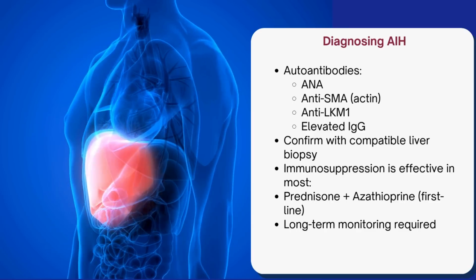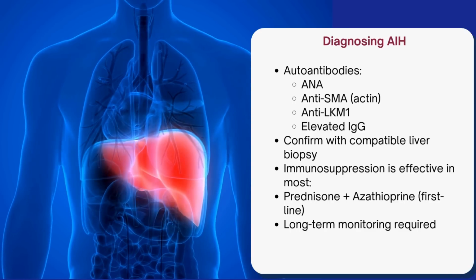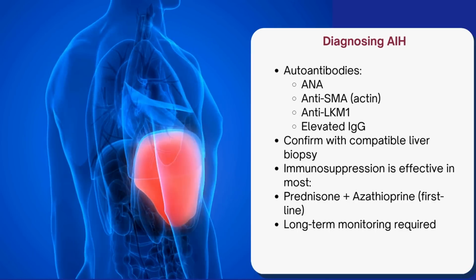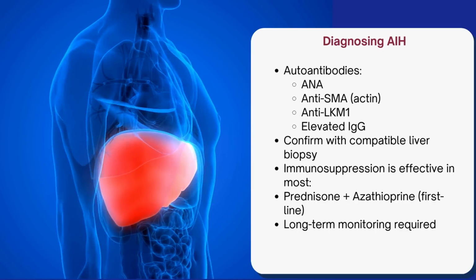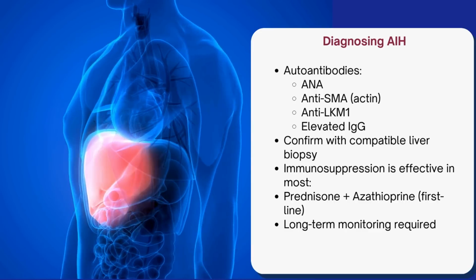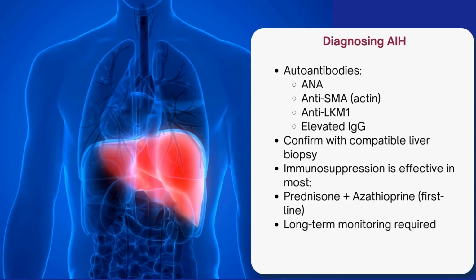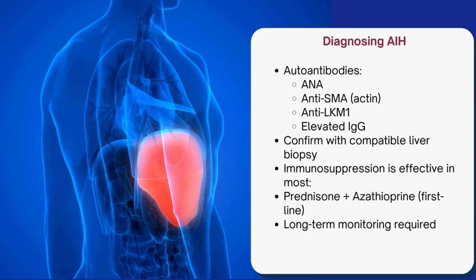Diagnosis involves checking for specific autoantibodies, ANA, anti-actin, anti-LKM1, among others. Elevated IgG levels and compatible liver biopsy help confirm it. Immunosuppressive therapy, often prednisone with azathioprine, is effective in most cases.